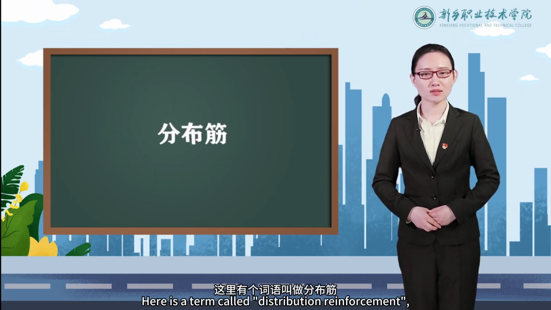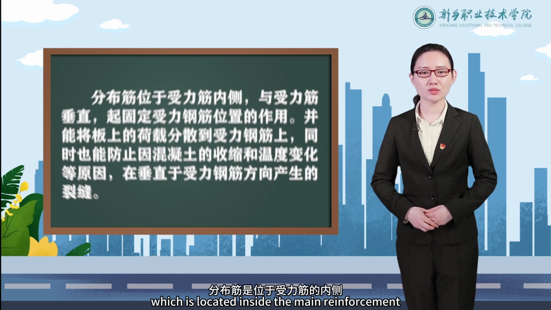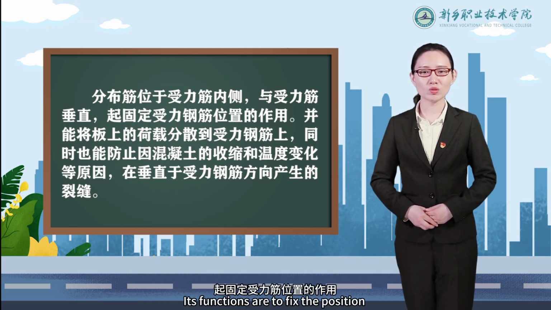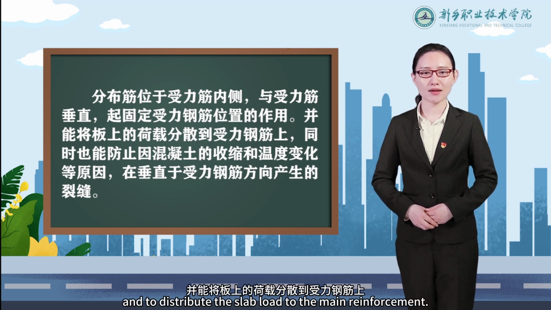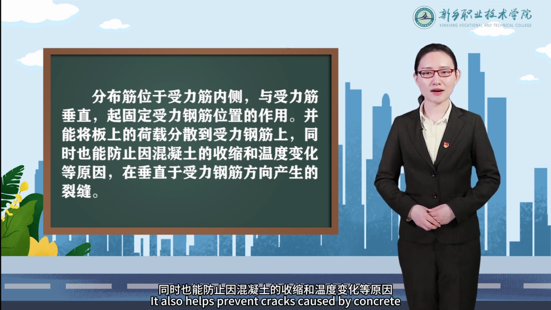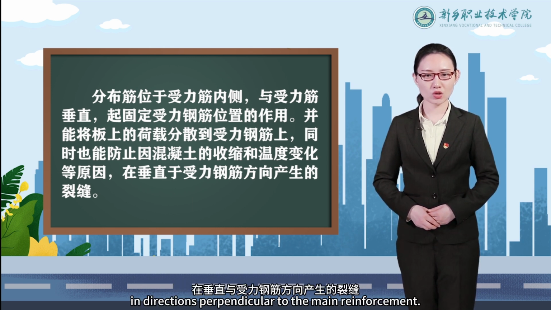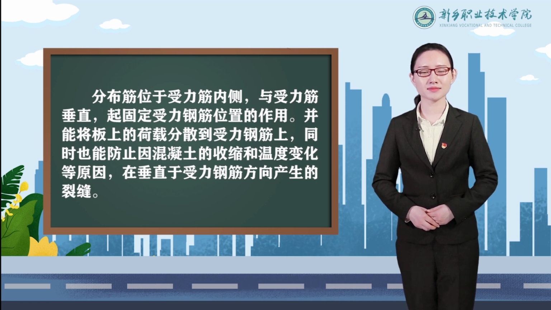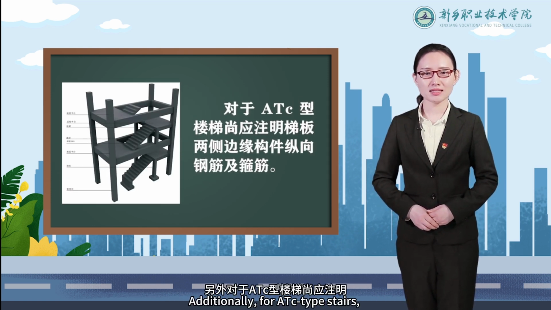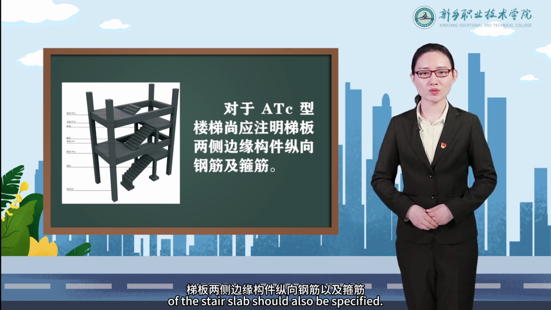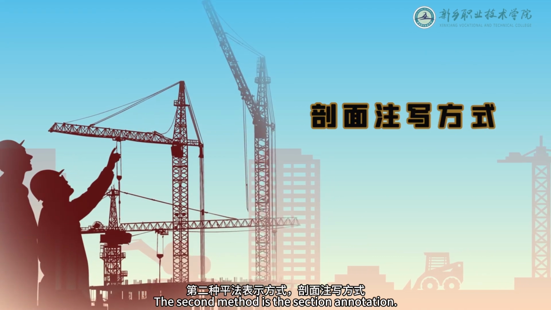Here is a term called distribution reinforcement, which is located inside the main reinforcement and arranged perpendicular to it. Its functions are to fix the position of the main reinforcement and to distribute the slab load to the main reinforcement. It also helps prevent cracks caused by concrete shrinkage and temperature changes in directions perpendicular to the main reinforcement. Additionally, for ATC-type stairs, the longitudinal reinforcement and stirrups of the edge beams on both sides of the stair slab should also be specified. The second method is the section annotation.